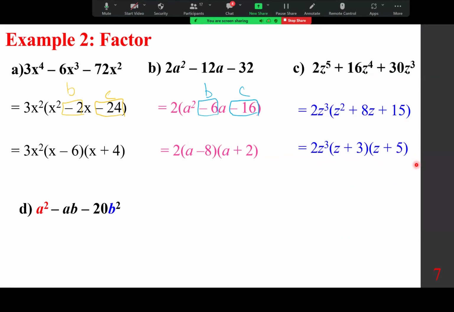What happens if we have two variables in the following manner? We have a squared minus ab minus 20 b squared. In order to make it similar to this, I'm going to get started and write as follows. This is a squared, this is b squared. Therefore, we need to write it in this fashion: a plus something times b and a plus something times b. Now it's identical to what we did there.